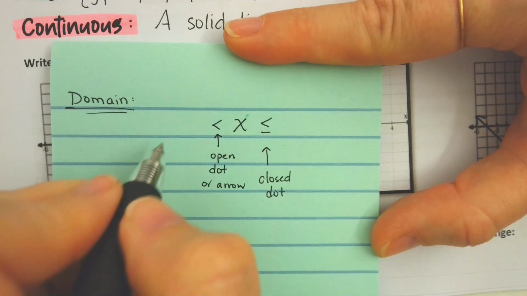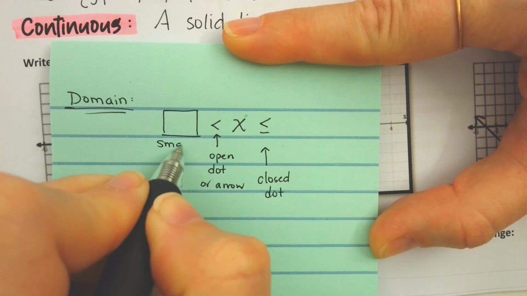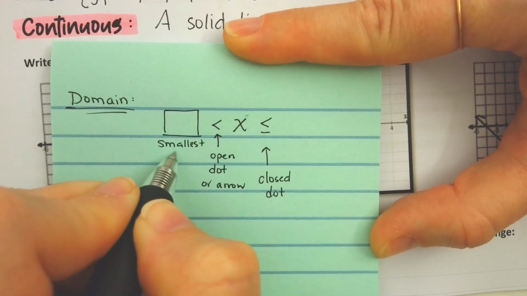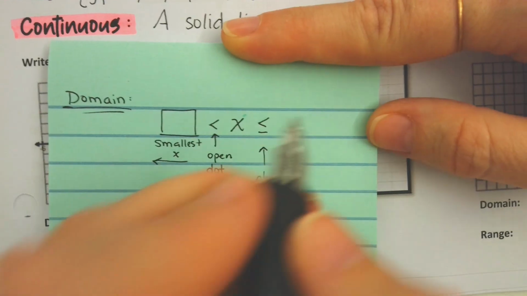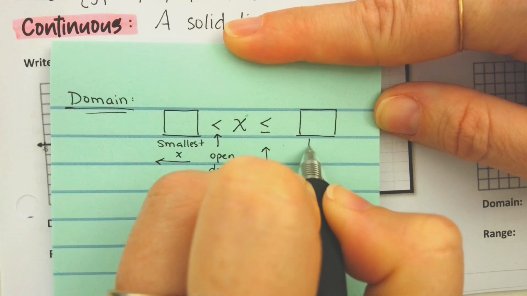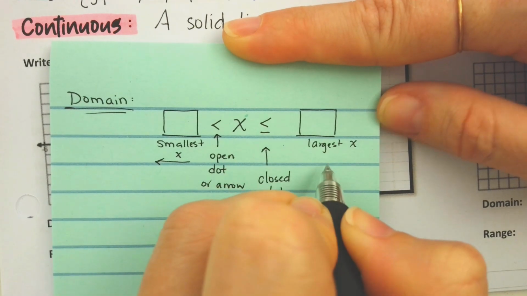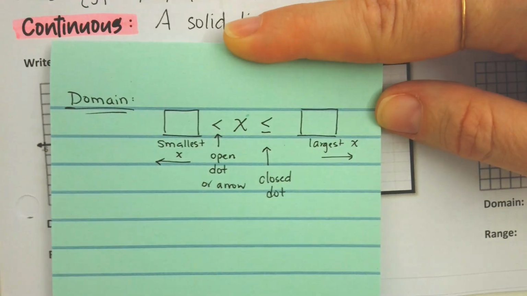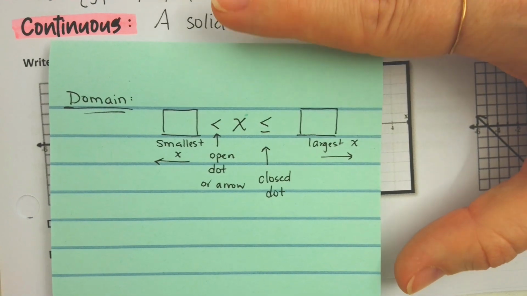And then on the left-hand side, you're going to put the smallest x that you see. That's going to be the one furthest to the left on your graph. On the right-hand side, you'll put the largest x that you see. That's going to be the one furthest to the right on your graph. Anyone remember doing this in Algebra 1? Left to right.